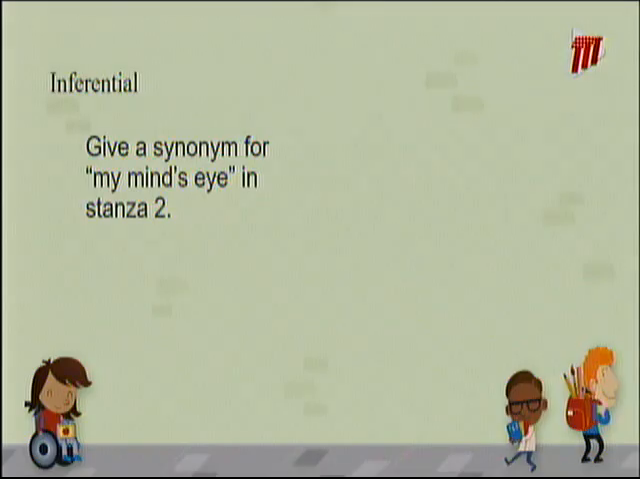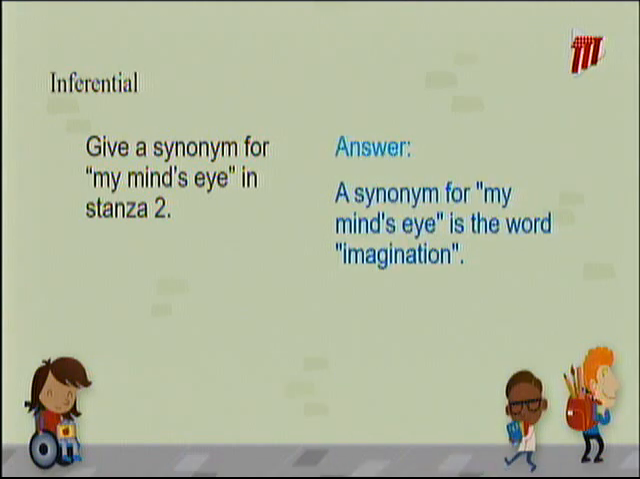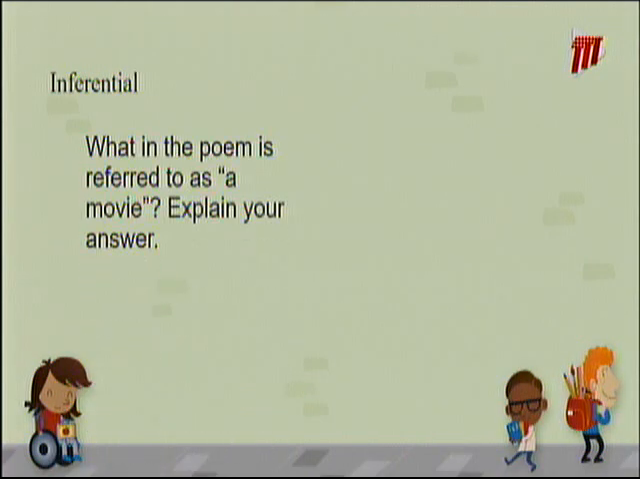Let's consider this question. Give a synonym for my mind's eye in stanza 2. I'm sure you would have gotten this one correct already. And a synonym for my mind's eye is my imagination. Let's consider this question. What in the poem is referred to as a movie? Explain your answer. Remember, this question has two parts. To get the question correct, you must answer both parts of the question.